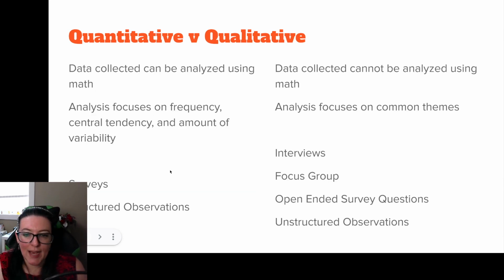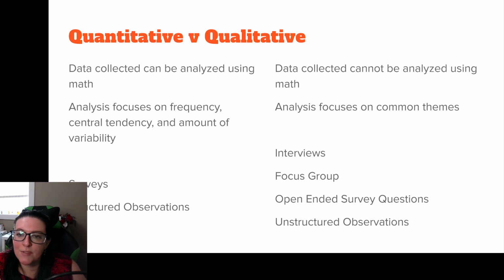Another way to define your data is whether it is quantitative or qualitative. So quantitative, with an N in it, is numerical. We can analyze it using math. So we can focus on the frequency of this type of data. How often do people do a certain activity? What percentage feel a certain way? We can look at central tendencies like mean, median, and mode. What is the average height or weight, or what's the average temperature, depending on what we're trying to measure.